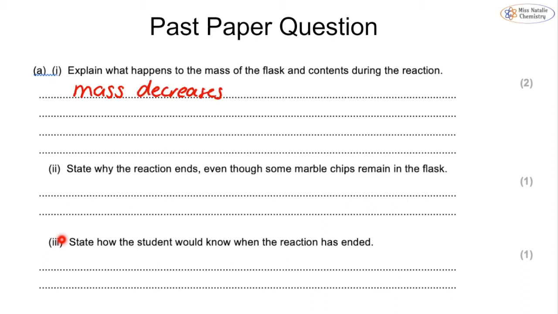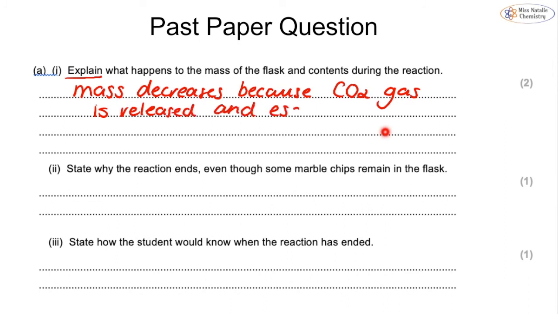Now, it's not enough just to say that for 2 marks. This question specifically says explain, and that requires you to use the term because. So if it's an explain, you should be saying this happens because of this reason. So the mass decreases because carbon dioxide gas is released and it escapes the flask. And that's your second mark.